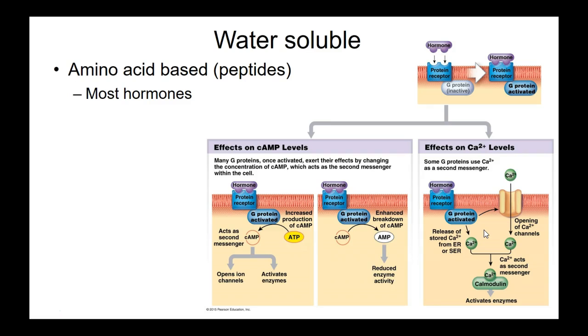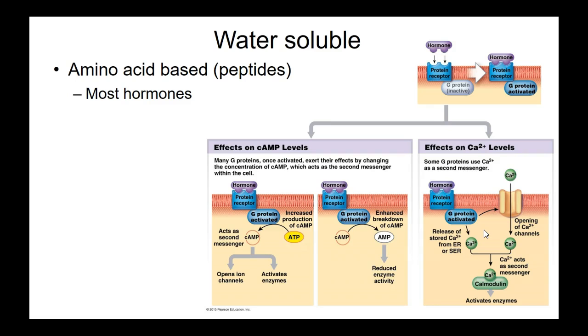Things can happen once this system is set in motion by a hormone binding to a receptor. And that can involve genes being turned on and off, proteins, enzymes being turned on and off, channels opening or closing in response to activation of the receptor. Right? Is that a question? Okay.